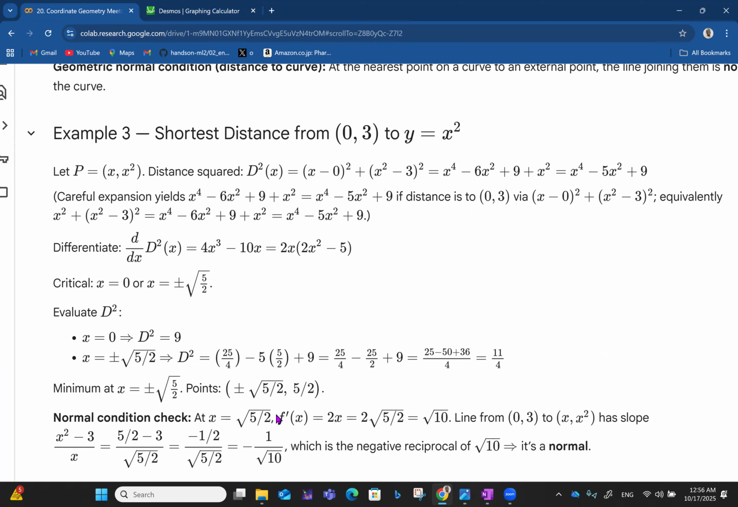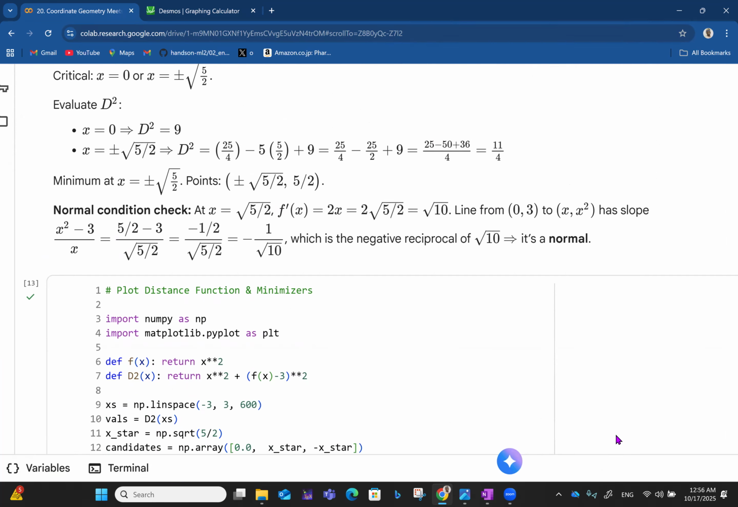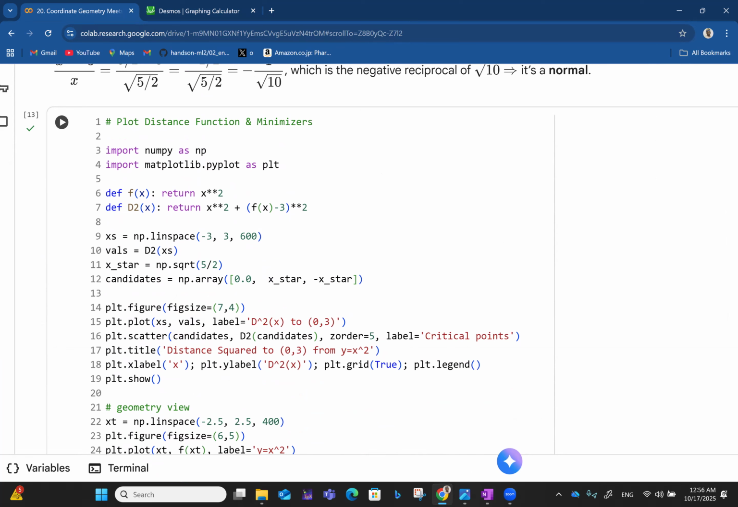So that makes sense. So normal condition check, you can then check the normal. At x equals root 5 over 2, f prime of x is 2x, equals 2 root 5 over 2. That's root 10. The line from (0, 3) to (x, x squared) has slope minus 1 over root 10, which is the negative reciprocal of root 10. So it's a normal. So we are good to go. That's the normality check now.